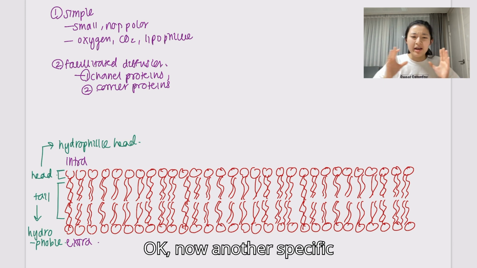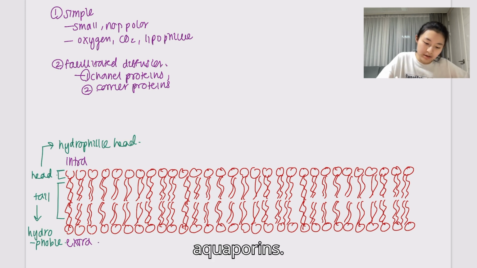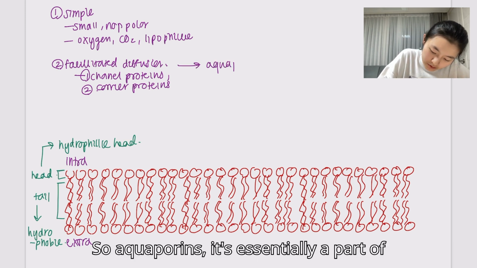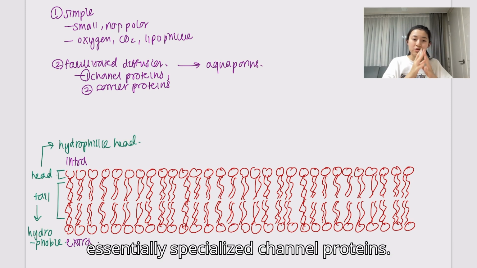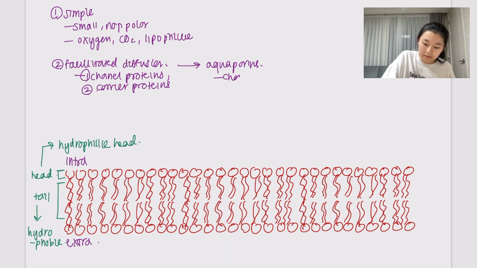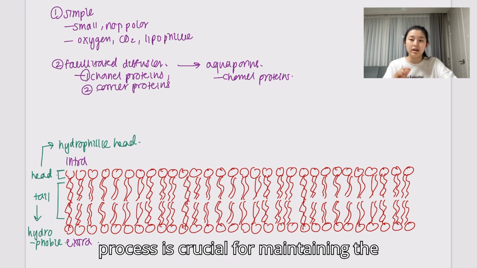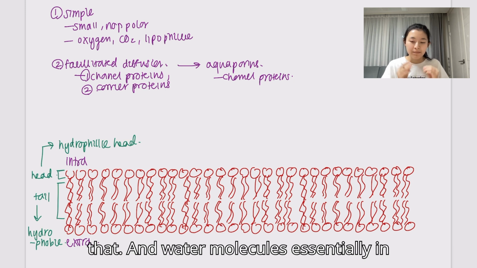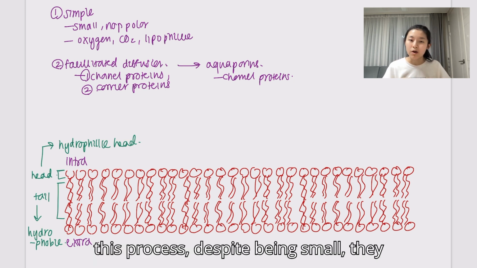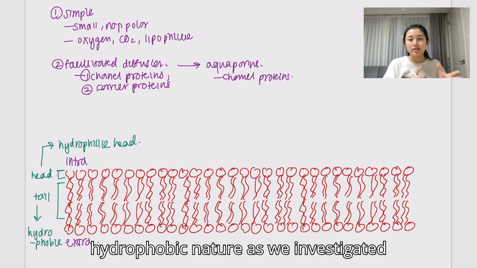Okay, now another specific form of facilitated diffusion is the movement of water molecules through aquaporins. So aquaporins are essentially a part of facilitated diffusion, and aquaporins are specialized channel proteins that facilitate the movement of water across the plasma membrane. Now, this process is crucial for maintaining the cellular osmotic balance, and this is different from osmosis, so be aware of that. And water molecules in this process, despite being small, cannot diffuse freely across the lipid bilayer because of the bilayer's hydrophobic nature, as we investigated earlier on.